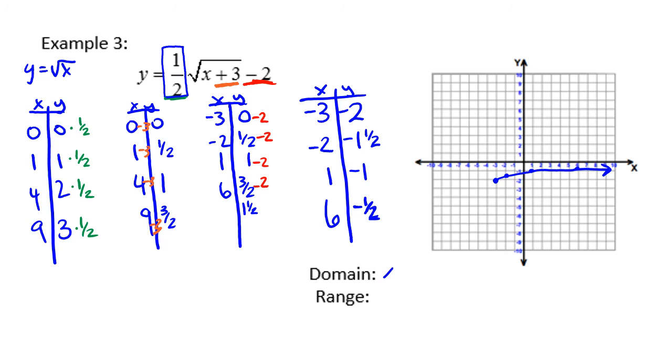Our domain and range are our x's and our y's. Our smallest x value is -3. The rest of the x values are bigger than -3. Our smallest y value is -2. Look at the y-axis. All of our y values are greater or bigger than -2.